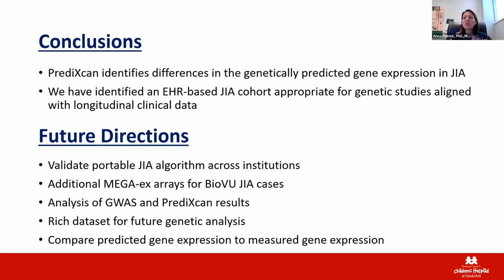We have additional MegaX arrays from the BioView JIA cases that we are obtaining. We are continuing our analysis of the GWAS and PrediXcan results, and we have a very rich data set for future genetic analysis. We are also planning to compare the predicted gene expression to measured gene expression to understand how the relationships between those two data groups might be utilized to better understand disease activity, therapeutics, and chronicity.